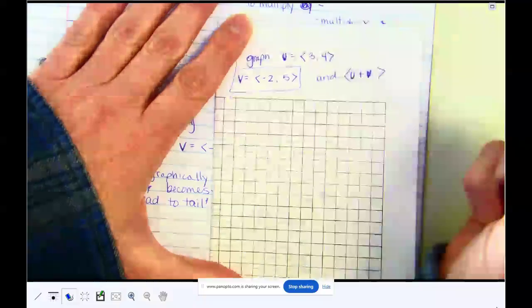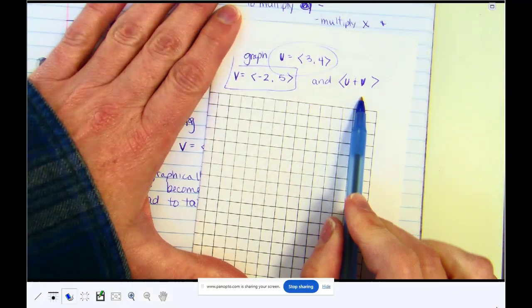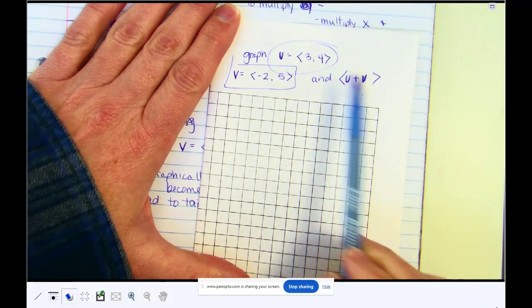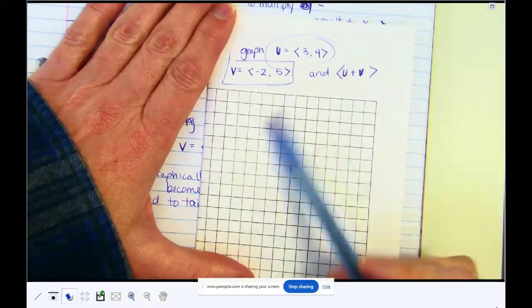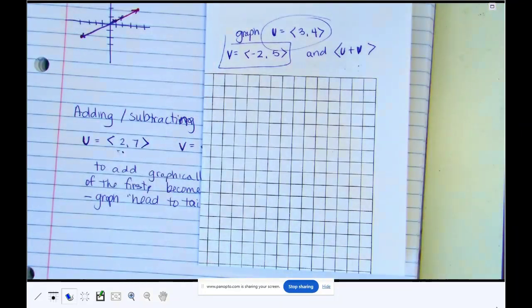I guess here's what I want to say. I want you to graph u plus v. Okay, so here's u, here's v. I want you to show what it would look like if you did it graphically, and then confirm that it looks the way it's supposed to. Shoot, okay. I got you.